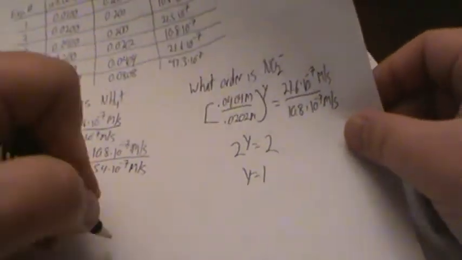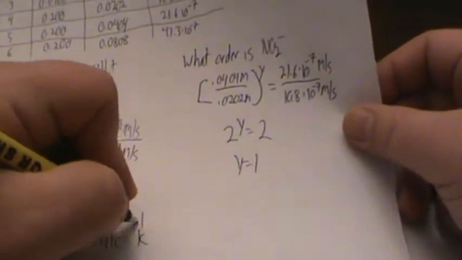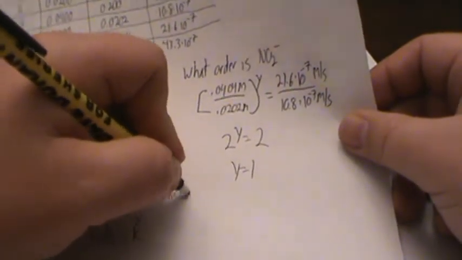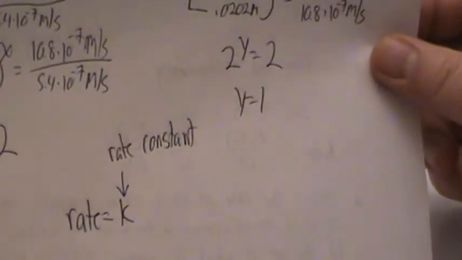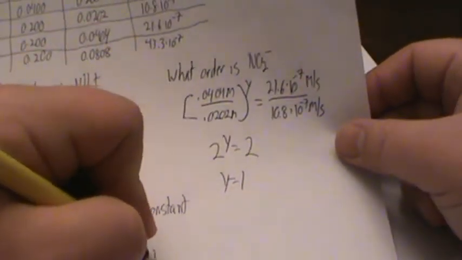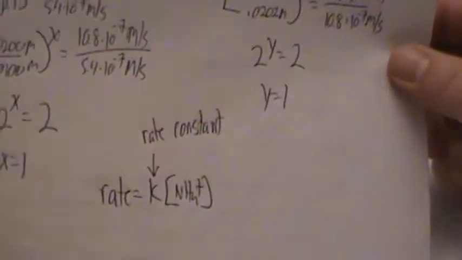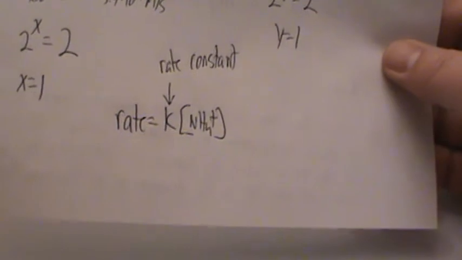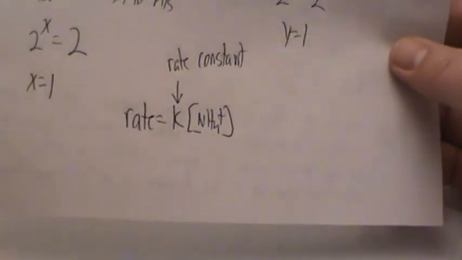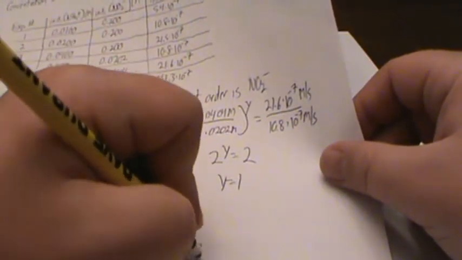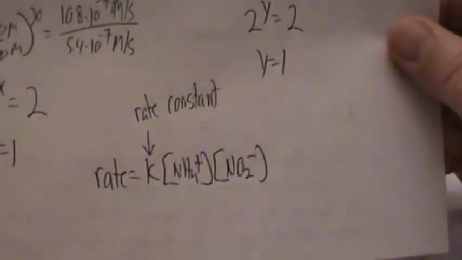So the way that we write this rate law: rate is equal to k, where k is the rate constant, times the concentration of ammonium. Since it's raised to the first power, we don't really have to put a 1 with it. If it was raised to the second power, third power, and so on, we would have to put 2, 3, 4, whatever, times the concentration of nitrite to the first power.